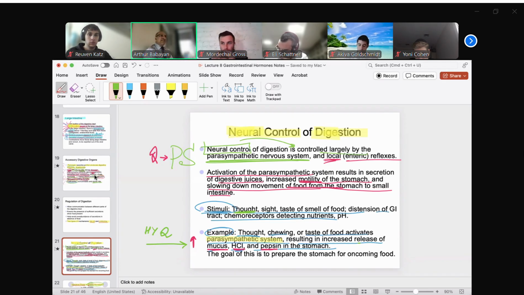Also, if you are thinking about food, for example, Mr. Jonathan Ray, he was hungry. What is he doing, for example, during the class? He wants to eat. Even if he's thinking about the food, his parasympathetic nervous system will be stimulated.